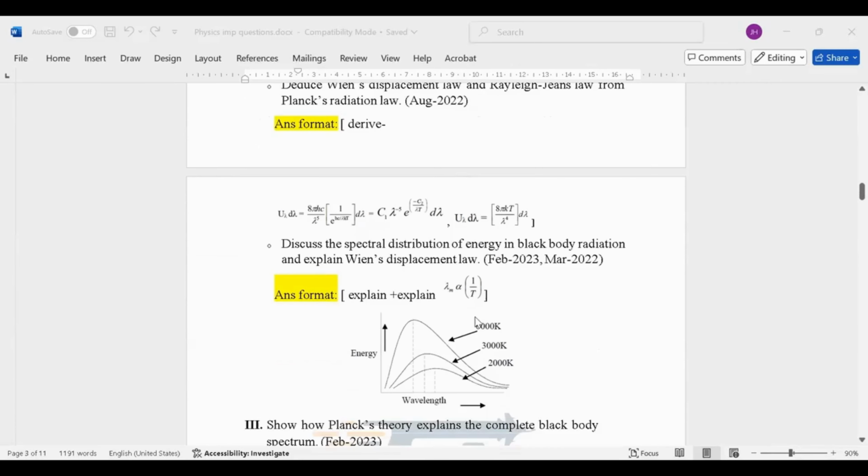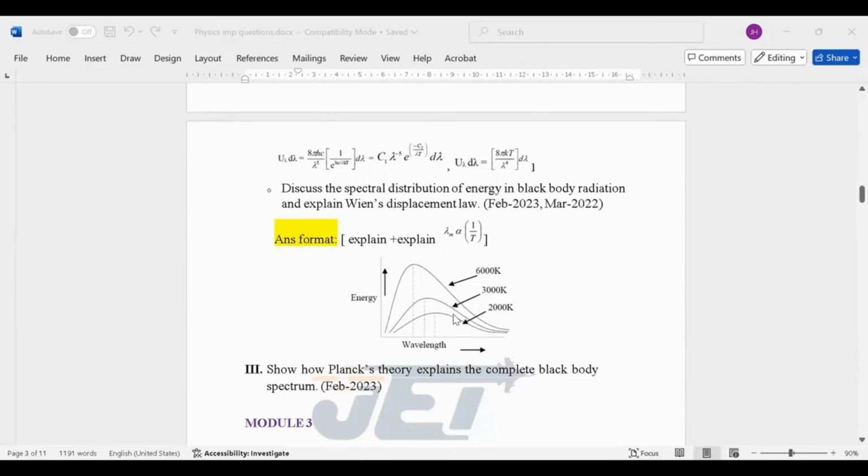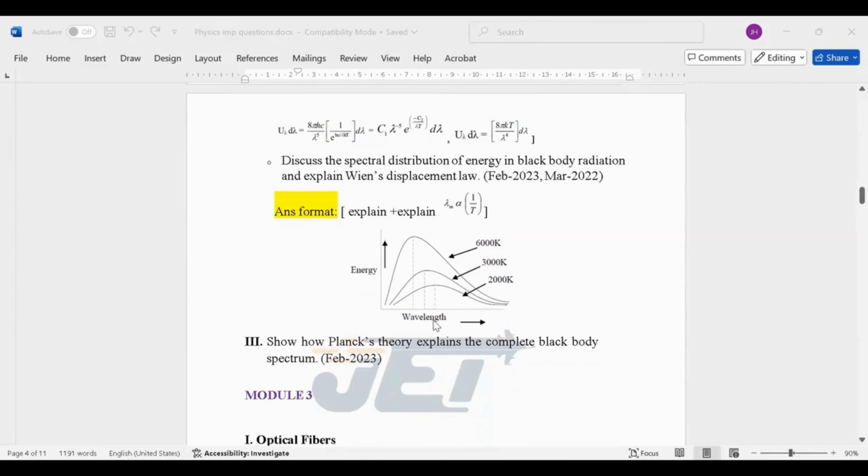Now moving on to the next question. Discuss the spectral distribution of energy in black body radiation and explain Wein's displacement law. So in this question, this is what you are going to draw and explain. Lambda m is proportional to 1 by T, right? And the same question can be asked in a different way, saying show how Planck's theory explains the complete black body spectrum, right? This is the same question, guys.